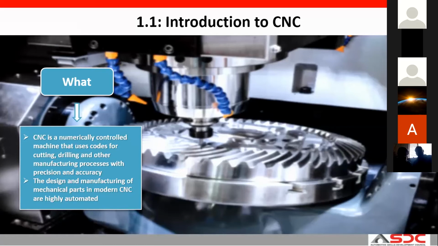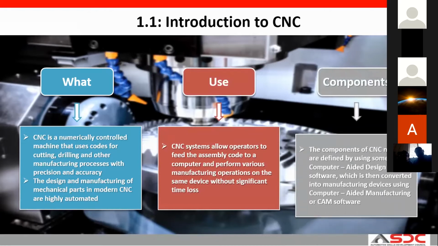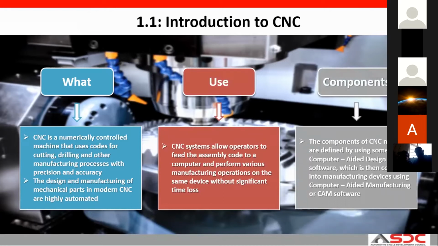As we define it, CNC is a numerically controlled machine that uses codes for cutting, drilling, and any other operation in the manufacturing process with precision and accuracy. The design and manufacturing of mechanical parts in modern CNC are highly automated. Now, what's the use of this? The CNC system allows the operator to feed the assembly code to a computer and perform various manufacturing operations on the same device without significant time loss.